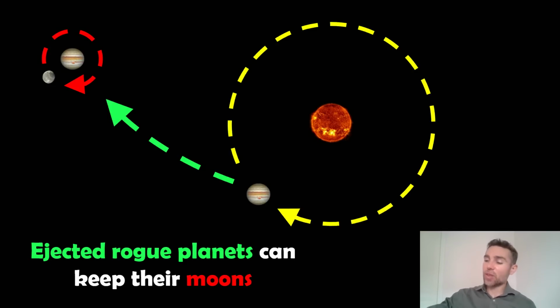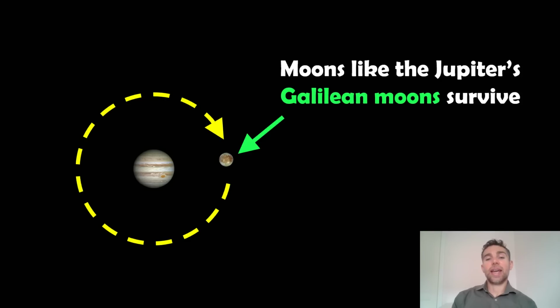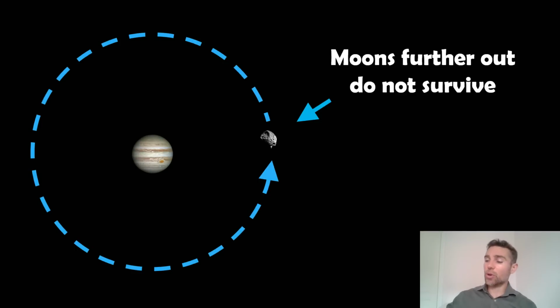You've then got these free-floating planets that are able to keep their moons. It's going to be things like the Galilean moons. So those Galilean moons of Jupiter will survive. They're close enough to Jupiter that Jupiter has dominance over the gravitational field force. Essentially, it holds on to them gravitationally. The star is not able to strip them during the scattering process, or the planet it encounters can't strip them either. However, the moons that are much further out are going to get lost.